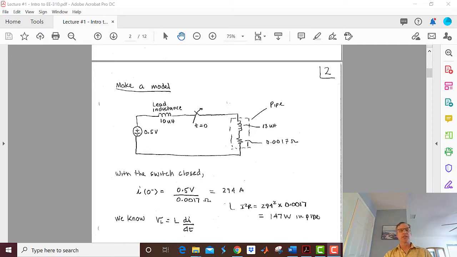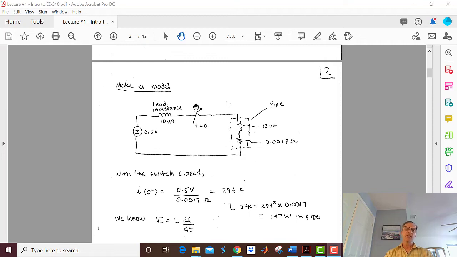So we had a half a volt DC here, and those long cables had about 10 microhenries worth of inductance. They didn't have a lot of inductance because they're not wrapped around a core or anything, but they do have a magnetic field around them, and so we get a little bit of inductance. It's about 10 microhenries. And then we have what I show as a switch. And the switch represents the plumber connecting and disconnecting those big clamps from the copper pipe.